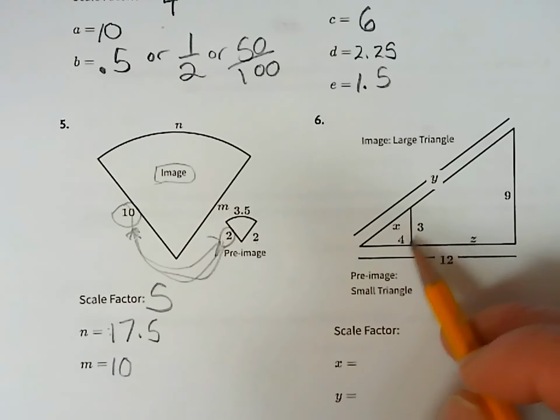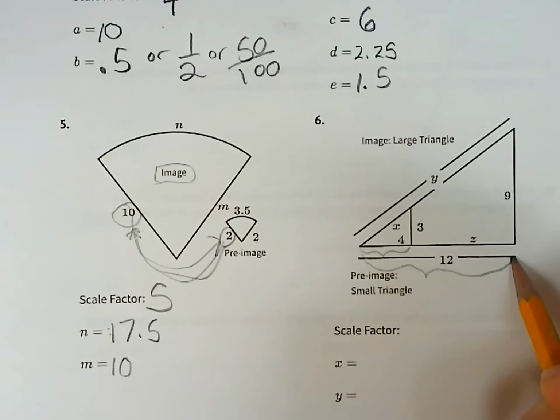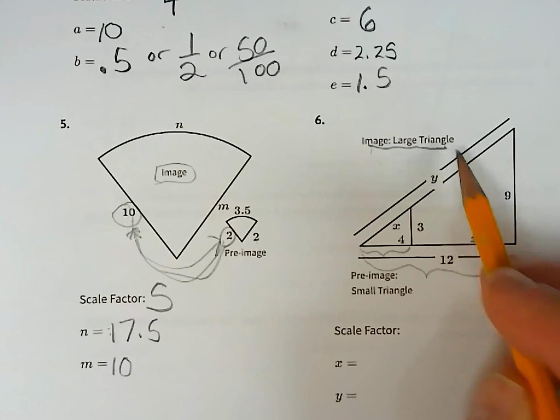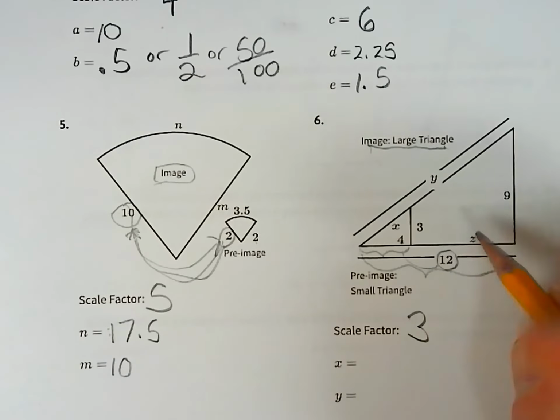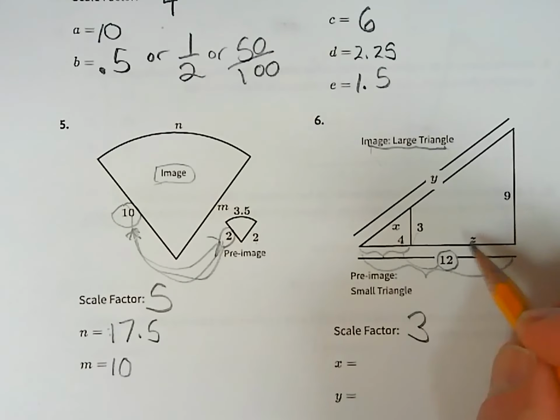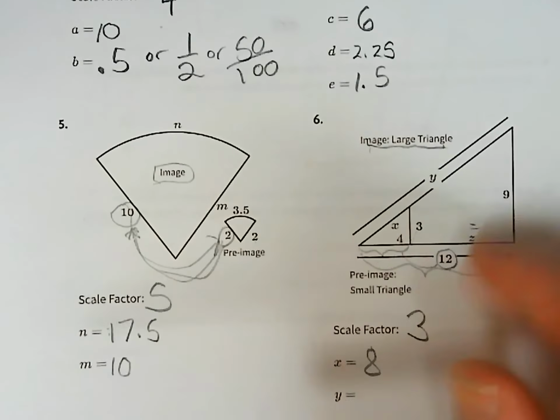Alright, this one's fun. This is 4. This is 12. The image is the large triangle. So what scaled us up to this from 4? 12 divided by 4 is 3. So let's do z first. If that's 4 and the whole thing's 12, that's 8. We didn't even need the scale factor to figure that out. We could have done that without knowing the scale factor.